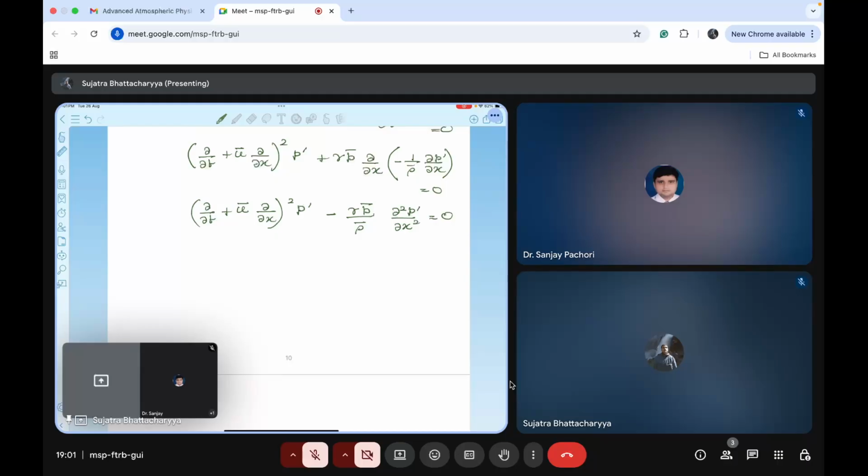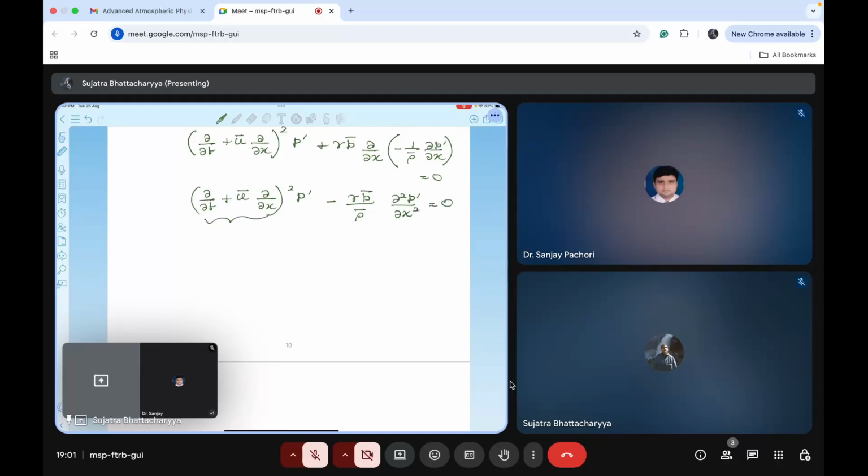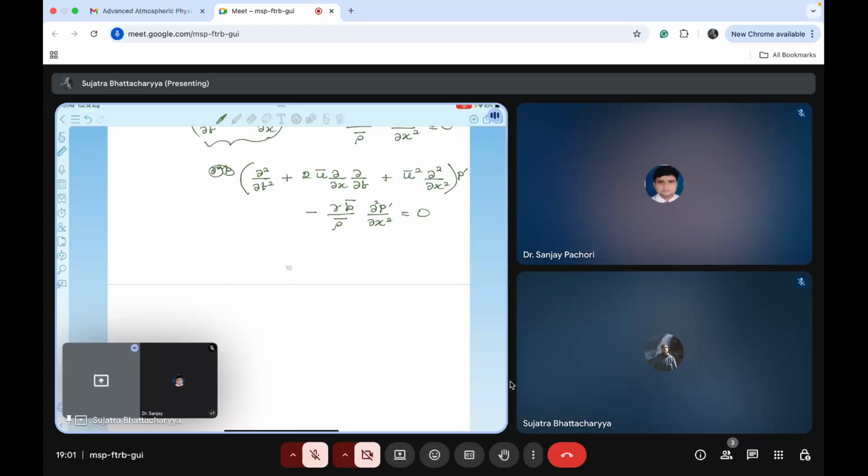Okay. Now, what can be written for this? This can actually be written as delta square by delta T square, simple mathematics: a square plus 2ab plus b square, times P dash, minus gamma P bar by rho bar delta square P dash by delta X square equal to 0. Now we have got a wave equation. So this is my wave equation.